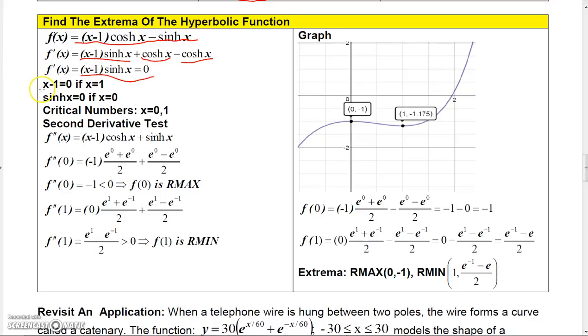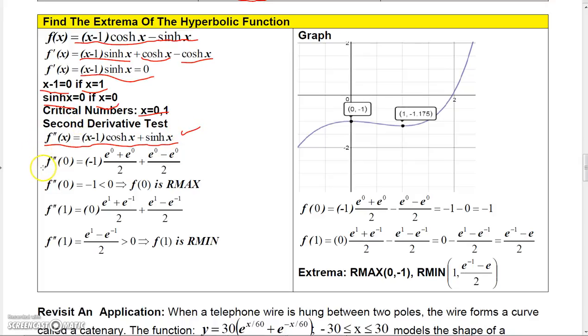Well, if x minus 1 is 0, then that means x equals 1, so that would be a critical number, and the hyperbolic sine x would equal 0 only if x is 0. And so the critical numbers are 0 or 1. And so now, if I took the second derivative of this, the second derivative would actually equal x minus 1 hyperbolic cosine x plus hyperbolic sine x. So you can check that yourself.